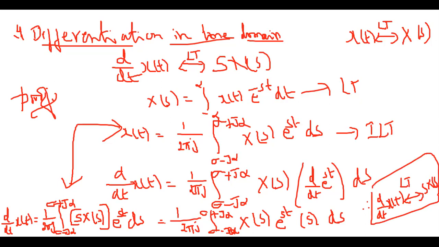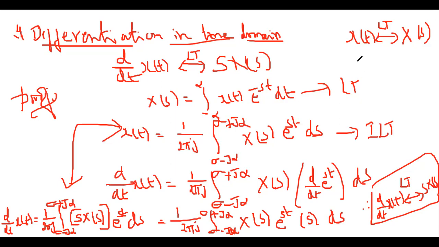By using the inverse Laplace transformation definition, x of t is the inverse Laplace transformation of x of s. But after applying the derivative to the time domain function, there is a multiplication factor of s for the frequency domain function. So d by dt of x of t is a Laplace transformation pair with s into x of s. It is bilateral, my students. I'm not taking the unilateral.